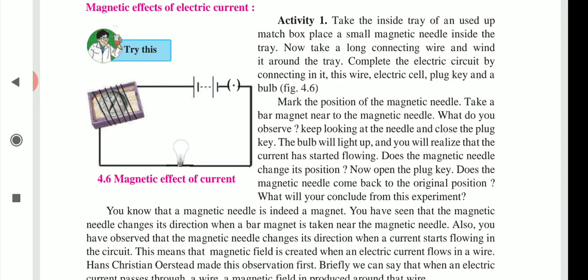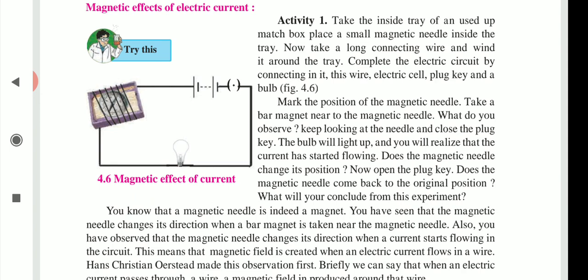After marking the position of the magnetic needle, you should take one bar magnet near to the magnetic needle. Then what do you observe here? Keep looking at the needle and close the plug key. Then after that, what do you observe? That magnetic needle is moving, okay.